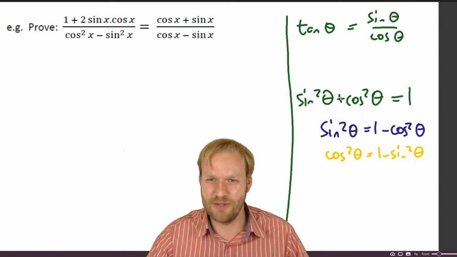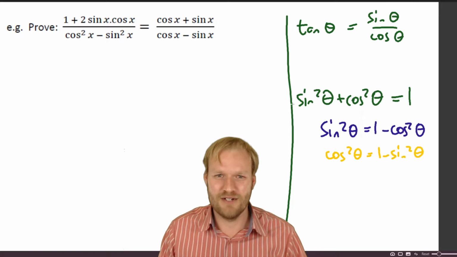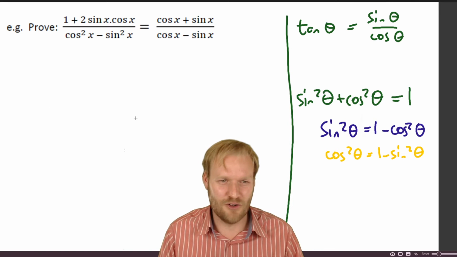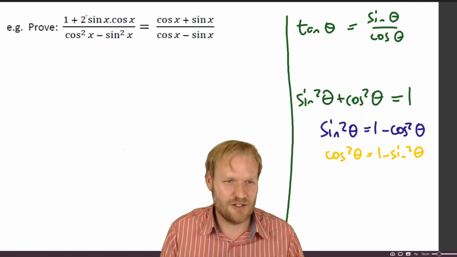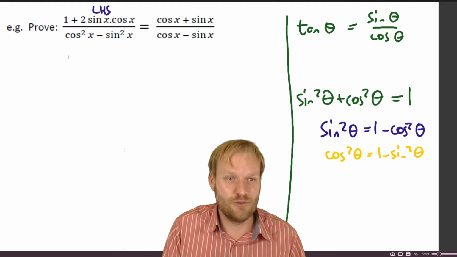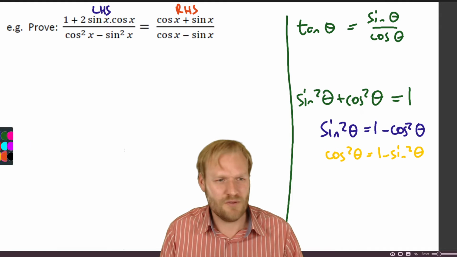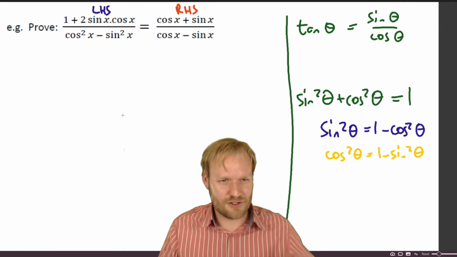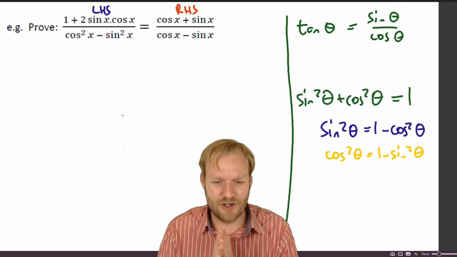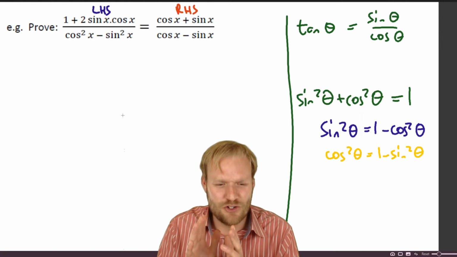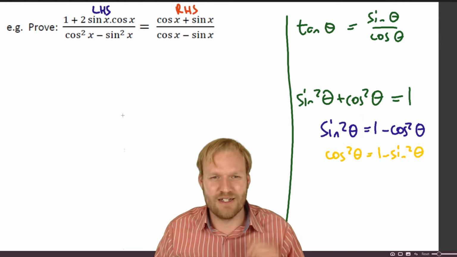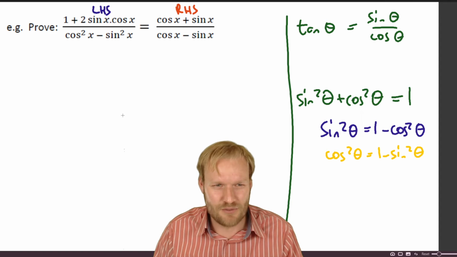I've already copy-pasted our identities here, so they're ready to go for this next one. For this next one, we've got a left-hand side and a right-hand side. Let's make it yellow, so there's nothing showing which way we're going to go. We need to choose either the left-hand side or the right-hand side and then manipulate it.